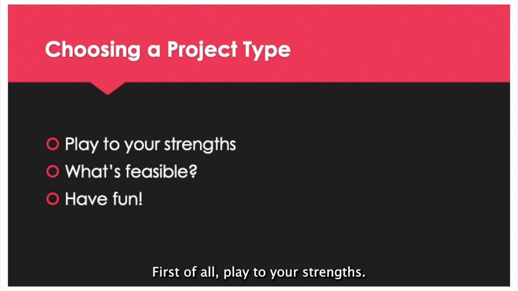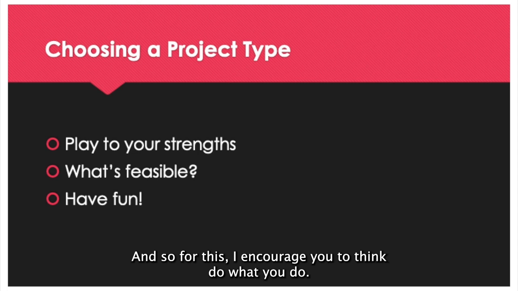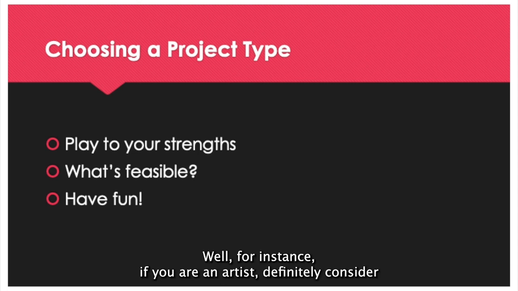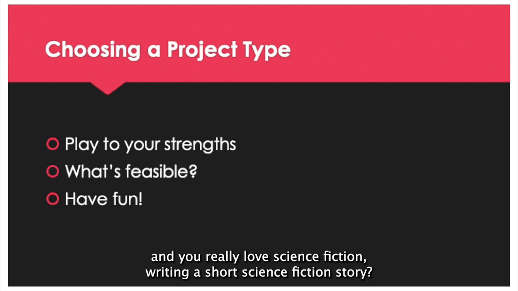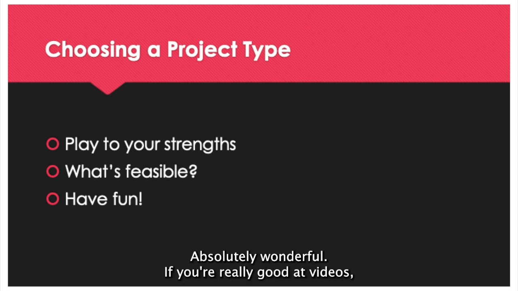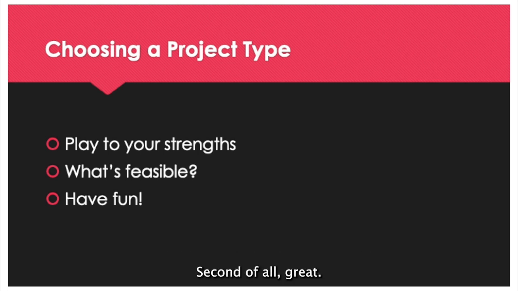First of all, play to your strengths. If you love writing, awesome. But a lot of us struggle with academic writing, and that's totally okay. And so for this, I encourage you to think to what you do well. For instance, if you are an artist, definitely consider doing something in that medium. If you do like writing, but maybe you don't want to write an academic paper and you really love science fiction, writing a short science fiction story, absolutely wonderful. If you're really good at videos, like maybe you're a TikTok star or something, first of all, congrats. Second of all, great. You can use that as the medium for this assignment.